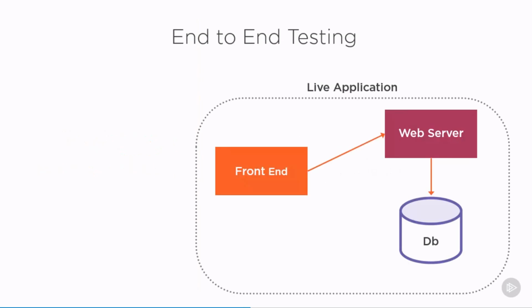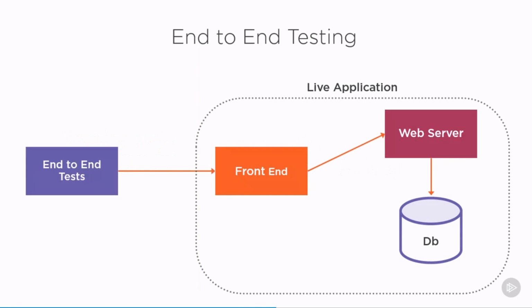Let's look at some diagrams of these concepts. Here we're looking at end-to-end tests. We've got our live application, which includes our front end, our web server, and our database, all working together. With end-to-end tests, we create tests that automate that front end. We write tests that manipulate the browser and exercise our application to prove that it's working.